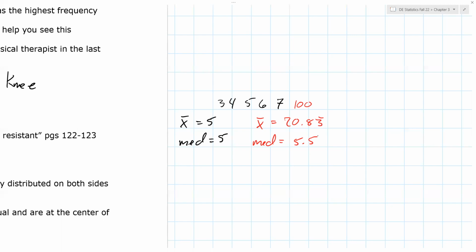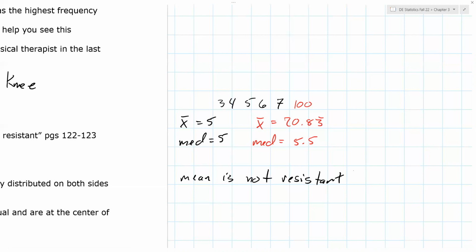My average takes into account not only how many data points, but what the value of those data points is, so the mean is not resistant. One data point changed my average from 5 to 20.83. So it more than quadrupled the average simply by adding one outlier point. It's not resistant. It changes very quickly based on any single point.